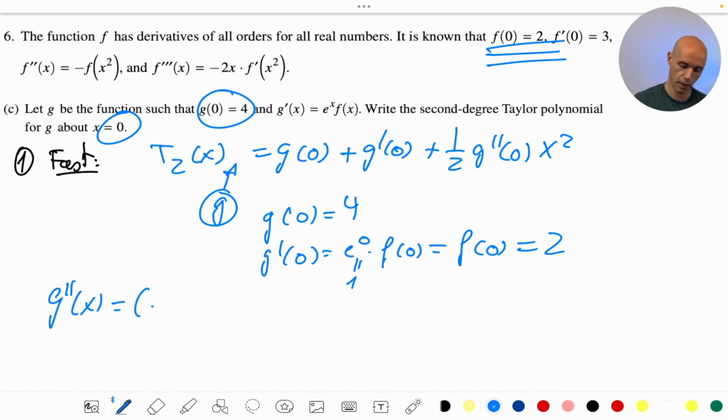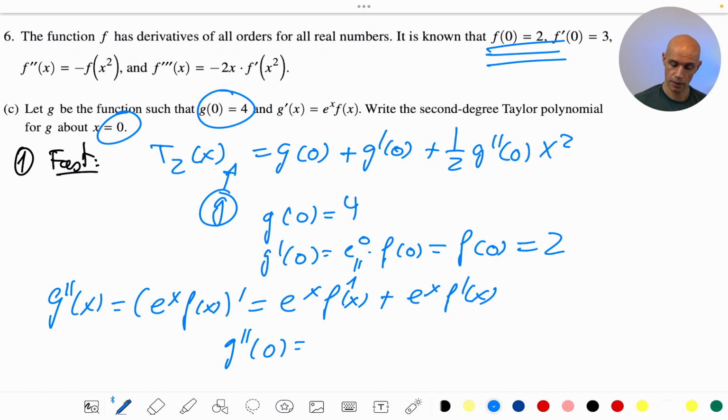So it's going to be this thing, and again, another derivative. So the first derivative, then another guy, this guy, and this guy. And then the second derivative at 0 is 1 times f(0) plus 1 times f'(0). Remember, this is 2 and this was 3. Thank you to the wording. So this is 5. So we have everything we need.